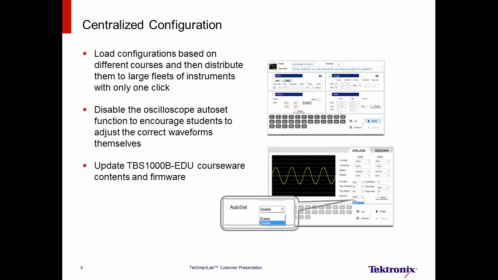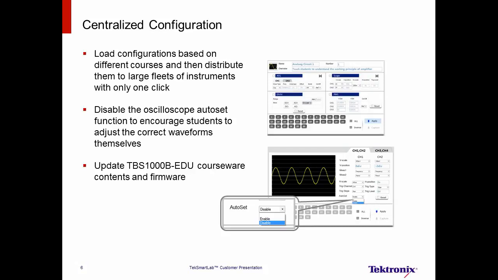Now that the TekSmartLab instruments are connected to the network server, what features and benefits do they offer? The first benefit is centralized configuration. In traditional teaching labs, before the lab exercise, it takes about half an hour for instructors to manually preset 60 instruments, one by one. Using TekSmartLab, instructors can load instrument configurations based on different courses and then distribute them up to 400 instruments with a single click.